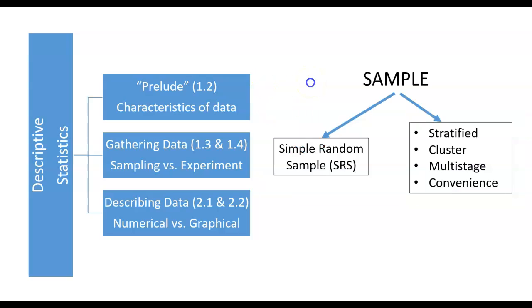Then we took a look in sections 1.3 and 1.4 at how we might go about gathering data. The first way of gathering data is by what we call sampling. The best way to do that is by simple random sampling. But there are other methods that we have to use sometimes because simple random sampling is just too difficult to do because we have too large of a population or for other reasons. So other ways of gathering samples would be stratified, cluster, and multi-stage. Those are good ways of doing it.